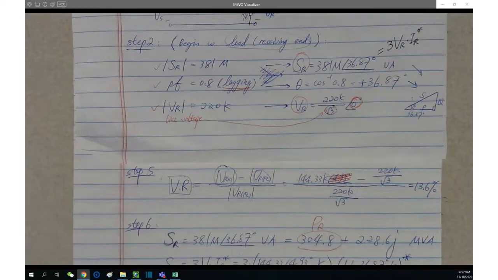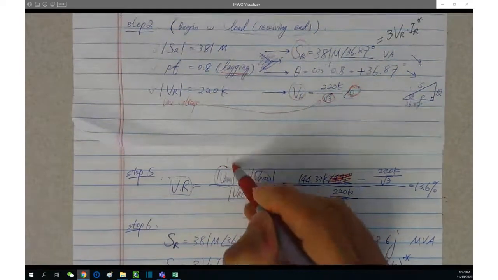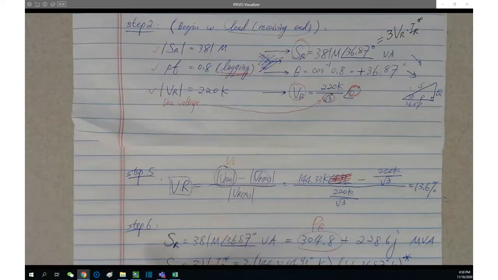If no other questions, let me ask you a question. Look at this VR, voltage regulation. It's basically comparing your receiving end load voltage with the sending end voltage, VS, right? Is the load end voltage possibly higher than the sending end voltage, I mean the magnitude, and therefore the resultant voltage regulation is going to be negative? Is that possible? That's my question.